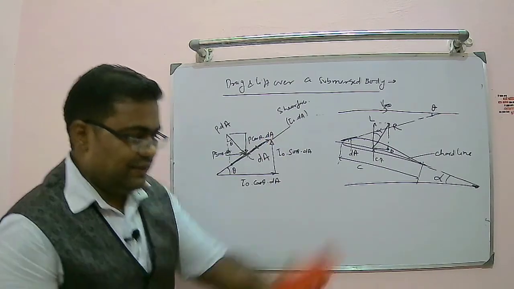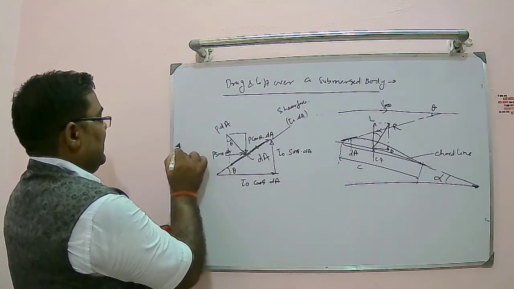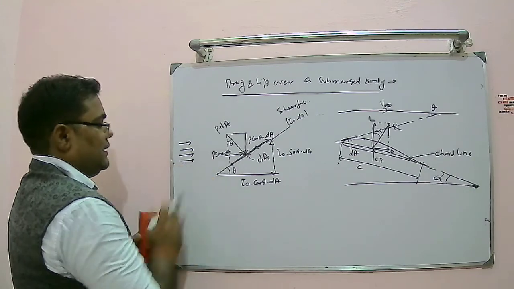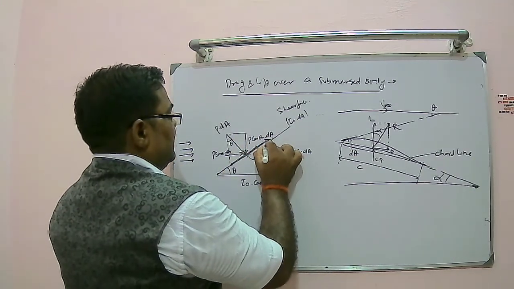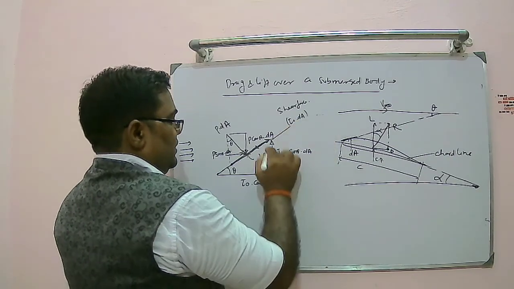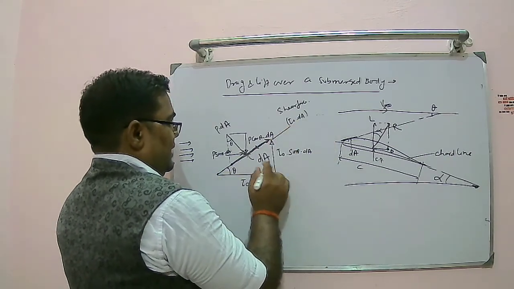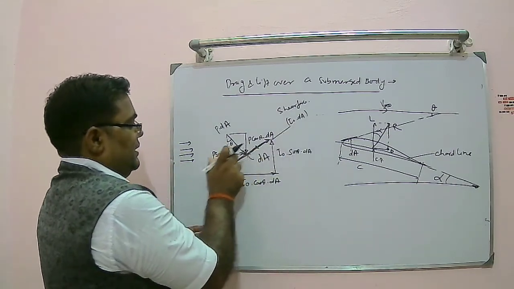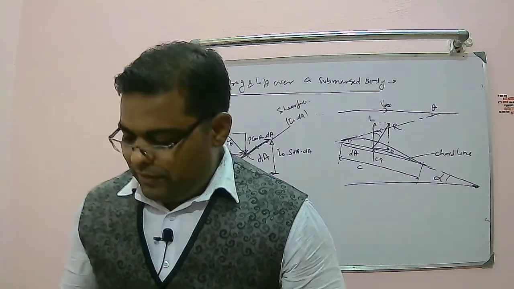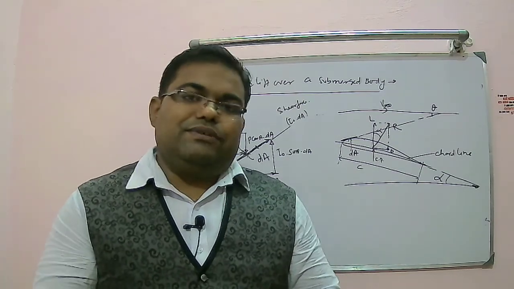So I have mentioned the pressure forces and these are the shear forces. Flow is happening from this direction, so the shear force acts in the direction of the flow. This direction is tau naught dA, the shear force. One component of this is this, another component is this. So tau naught cos theta and tau naught sin theta, and P sin theta, P cos theta. Now we will write the elementary lift and drag equations.